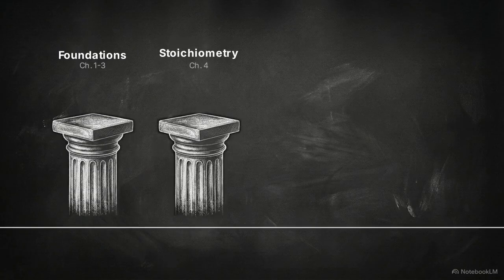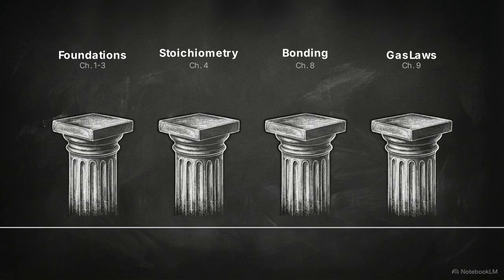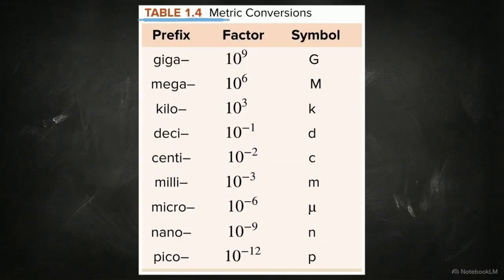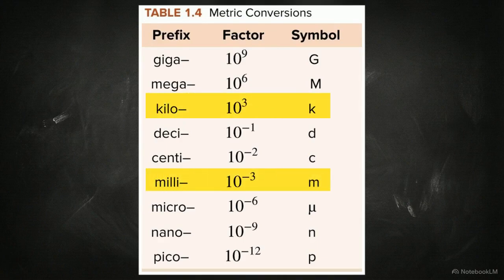Success depends entirely on your fluency across 4 operational pillars: foundations, stoichiometry, bonding, and gas laws. On screen, we see the metric prefixes table alongside the states of matter transition diagram. Absolute precision with these conversions and phase changes forms the baseline for every advanced calculation on the exam.